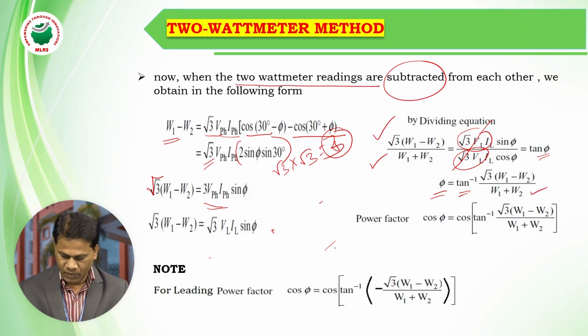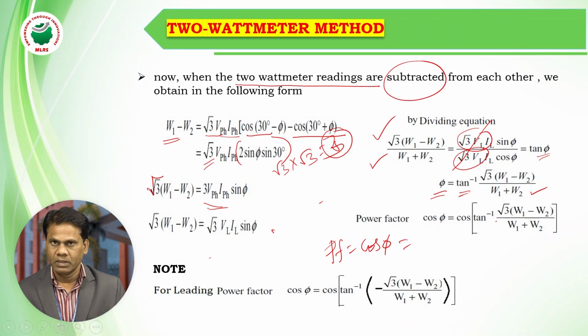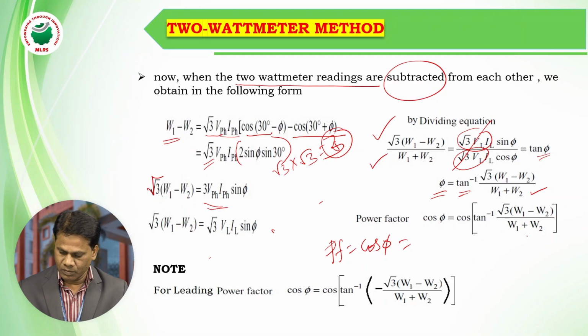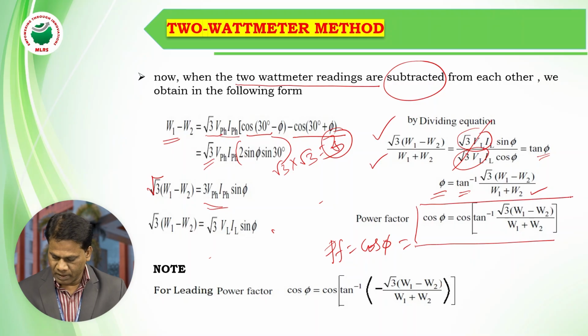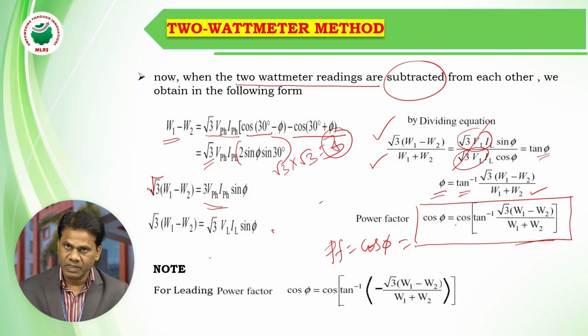To find the power factor, we know that power factor is nothing but cos phi. So by substituting this, we are getting cos of tan inverse root 3 times W1 minus W2 by W1 plus W2. Finally, we have concluded the power factor of a 3-phase circuit by using the 2 wattmeter method. Using the 2 wattmeter readings W1 and W2, the power factor is equal to cos of tan inverse root 3 times W1 minus W2 by W1 plus W2.